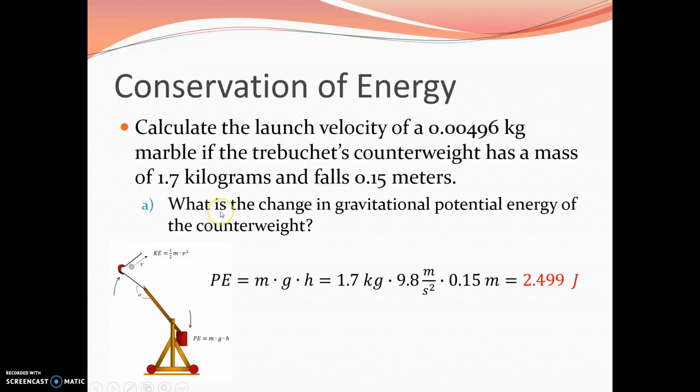So, an example problem here. This is one of the two problems on the back of your worksheet, problem 3 and 4, I believe. Very similar to those. Calculate the launch velocity of a 0.00496 kilogram marble if the trebuchet's counterweight has a mass of 1.7 kilograms and falls 0.15 meters. This is actually the mass of the marble we're using.